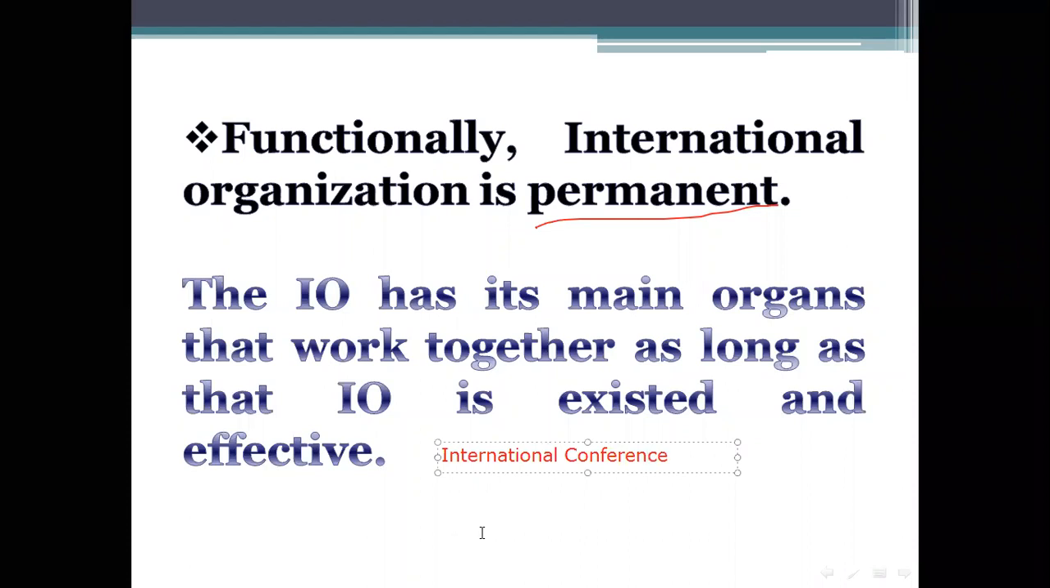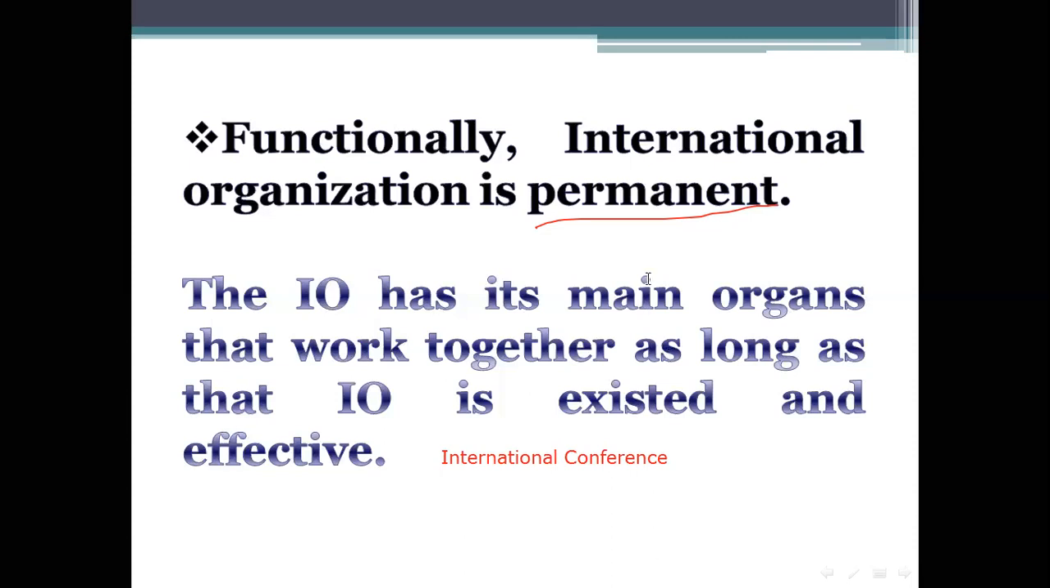Simply because in the international conference, there is a gathering of the states' wills. However, this gathering is a temporary one. So when the conference is ended, the conference no longer exists. When it ends, the wills end at the same time.